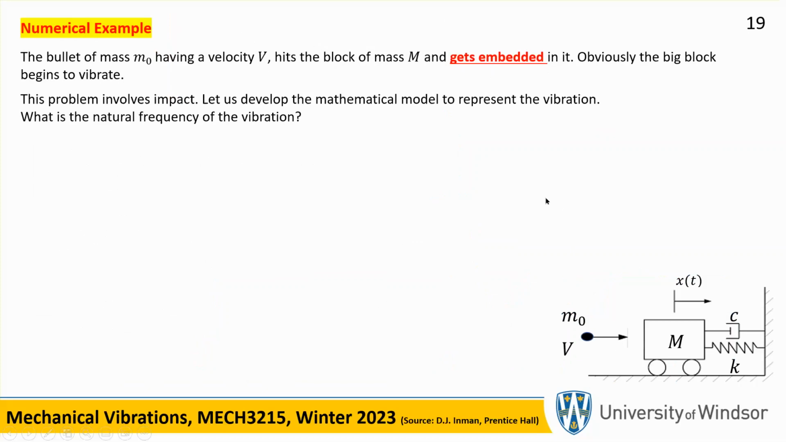All right, so here we have something that looks familiar to us. We have a mass spring damper system. It's at rest. We're hitting it with a bullet of mass m naught, and the bullet gets embedded in it. In other words, it doesn't bounce out. It's a perfectly inelastic collision. Let's put it like that.